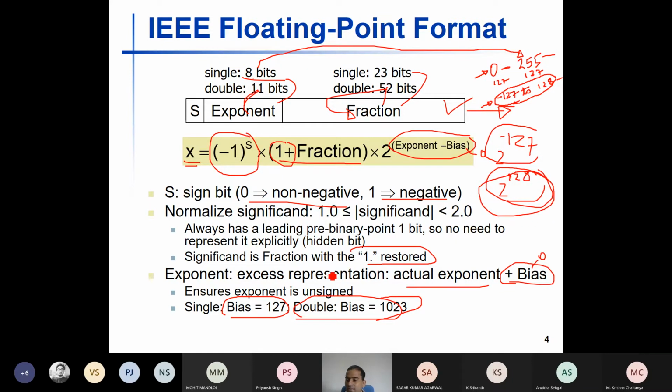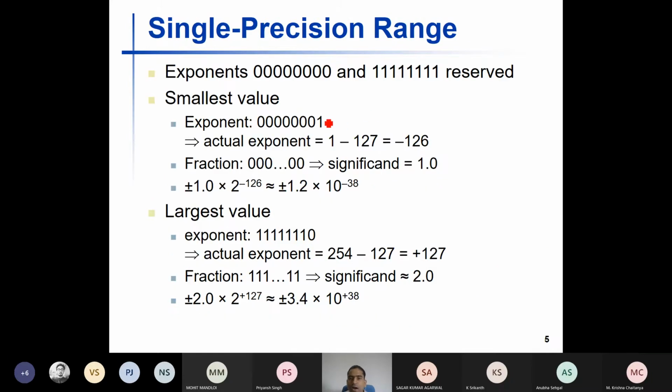Okay, so this is the benefit of bias. It allows us to store smaller numbers at the cost of not being able to store large numbers. Now, let us see more discussion. So let us see what is the range. Range means what is the smallest and largest number that I can store.